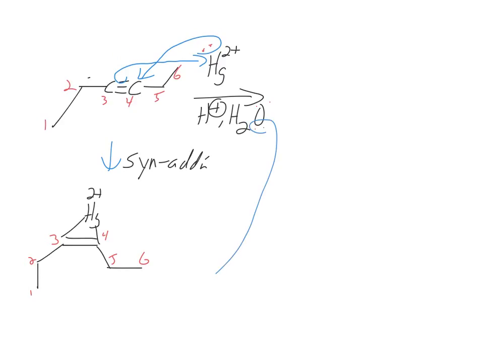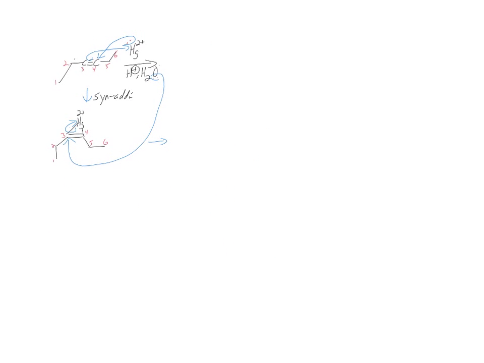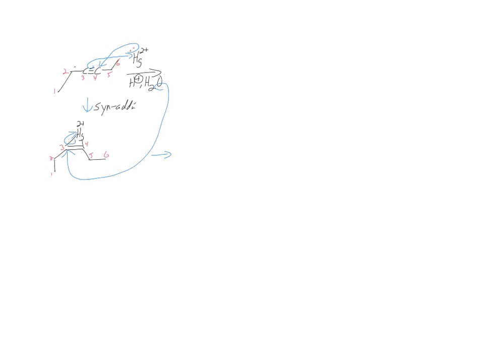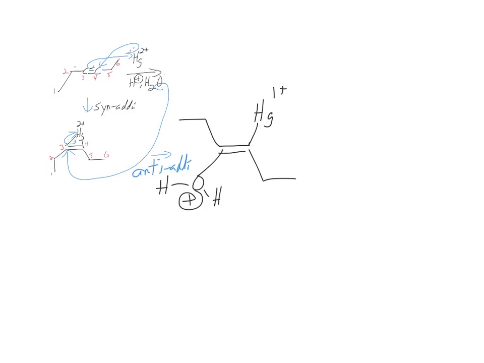So let's have water attack. I'm going to have it attack 3. Okay, so electrons there. So the pi bond. Now the mercury got electrons there, so now instead of being 2 plus, it's 1 plus. Ethyl. And the water. Now the water adds in such a fashion, right? What kind of addition is that? It's an anti-addition, right? Because the things that added in, the mercury and water, are on opposite sides.